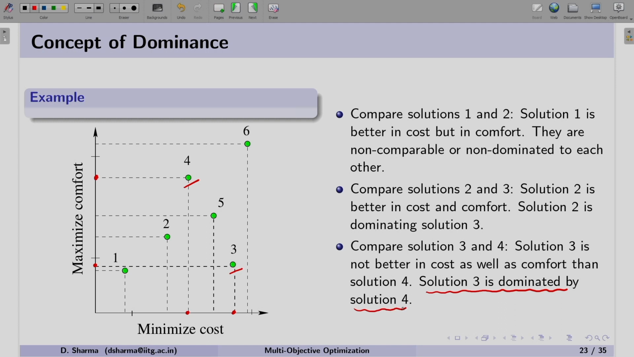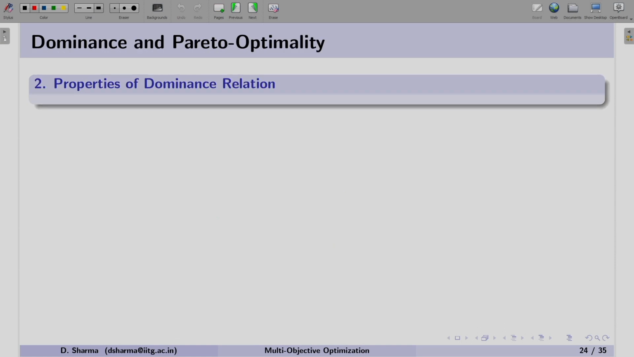So, in this particular example, we have discussed 3 scenarios: 2 solutions can be non-dominated to each other, or one solution can dominate another solution, and the third scenario is one solution is dominated by the other solution. So, these are the 3 scenarios which we can get from the concept of dominance.